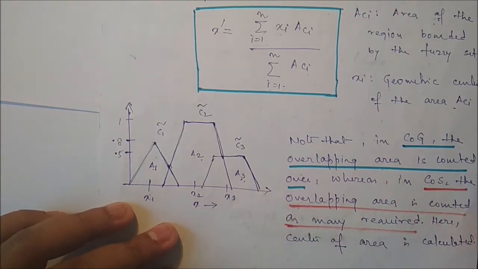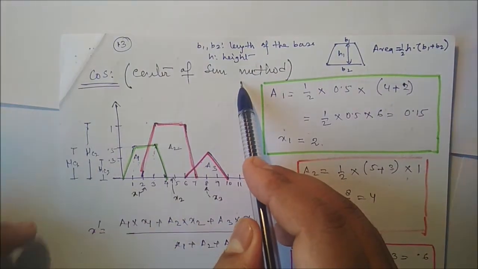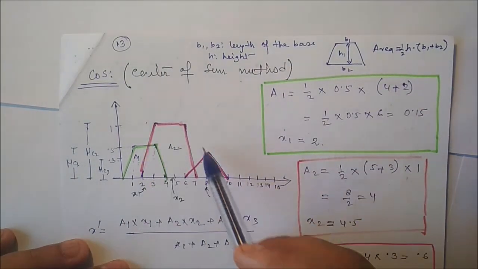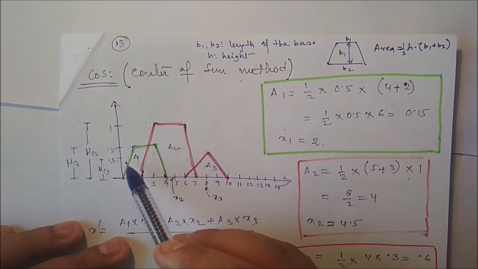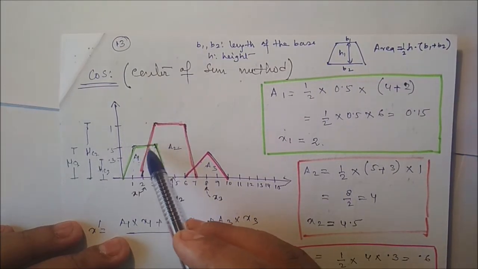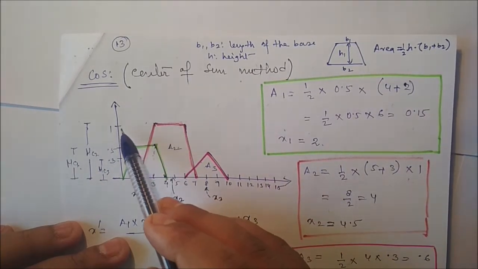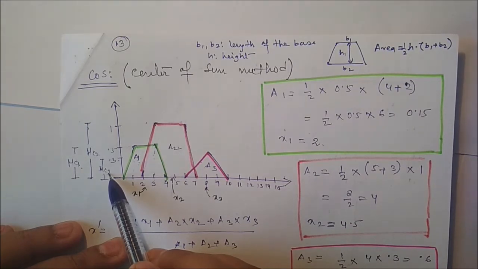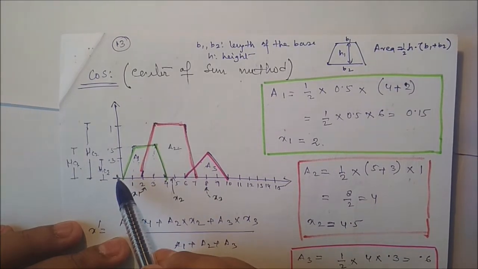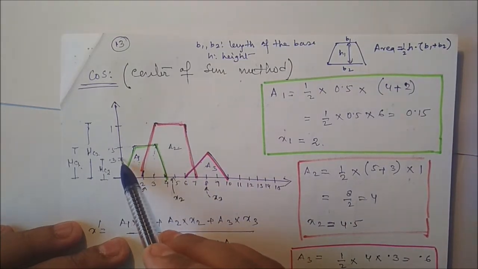Now you can see one example of how to solve it, the example of the center of sum method. You can see here, this is our fuzzy output, A1, A2, A3, 3 regions are there. So the maximum membership value of A1 is mu C1, of A2 is mu C2, and of A3 is mu C3. So mu C1 is 0.5, mu C2 is 1, and mu C3 is 0.3.